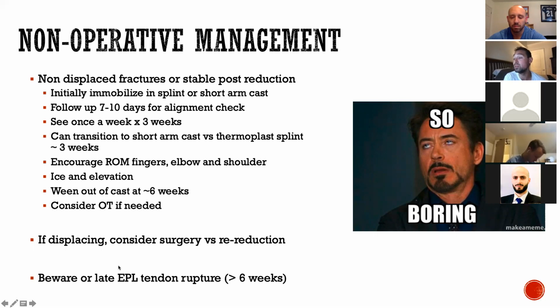You want them to be moving their fingers, their elbows, and their shoulder to avoid getting stiff. You want to keep them elevated and control the swelling with cool therapy. And then in about 6 weeks, maybe a little bit less if you're comfortable that the fracture is not going to move, you can take them out of that cast and you can start letting them range more. And if they're not doing well and they're very stiff, you should consider occupational therapy.